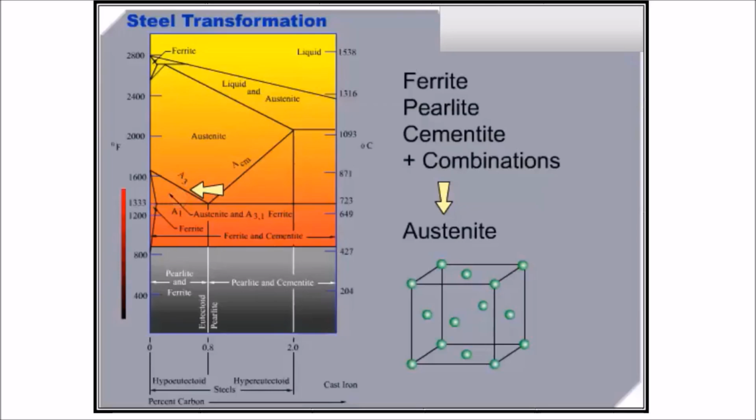Except at a carbon content of 0.8%, the eutectoid percentage, this transformation will occur over a range of temperatures, with complete transformation occurring only when the temperature is raised above the sloping line designated as the A3. In pure iron, the transformation is complete at 1,670 degrees Fahrenheit, while a eutectoid steel will undergo this complete transformation at 1,333 degrees Fahrenheit.